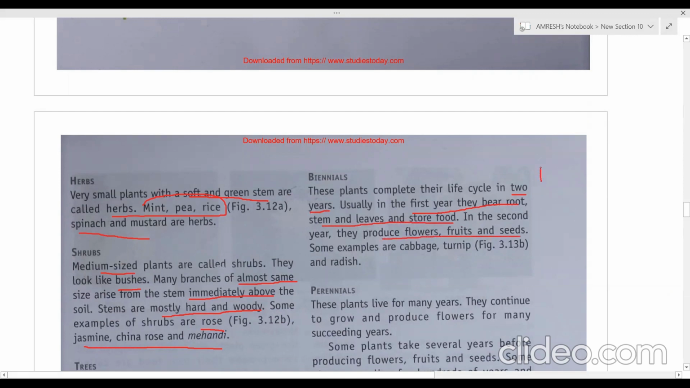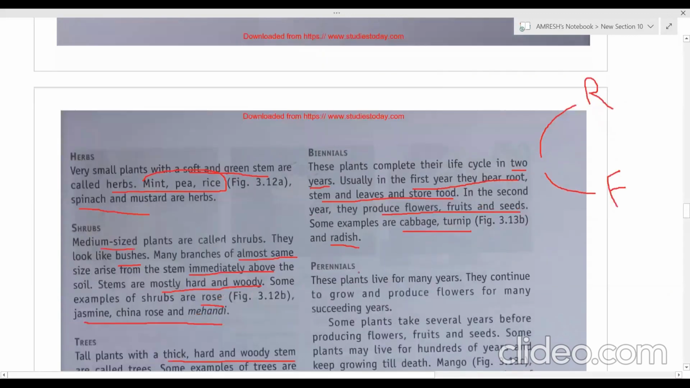उनका दो पार्ट में उनका लाइफ साइकिल डिवाइडेड है 2 years में. फर्स्ट में क्या करते हैं, रूट ग्रो करते हैं, स्टोर करते हैं फूड को. सेकंड में क्या करते हैं, फ्लावर, फ्रूट, सीड को वो ग्रो करते हैं. एग्जांपल्स क्या है, कैबेज, टर्निप एंड रेडिश. बाइनियल, बाई मीन्स 2. ठीक है, फर्स्ट पार्ट में रूट्स, स्टेम ग्रो करते हैं, लीव्स ग्रो करते हैं और फूड प्रोड्यूस, फूड स्टोर करते हैं. इन द सेकंड पार्ट दे प्रोड्यूस फ्लावर्स, फ्रूट्स एंड सीड्स.